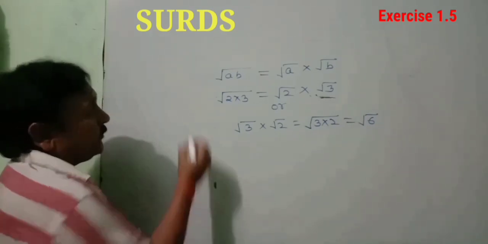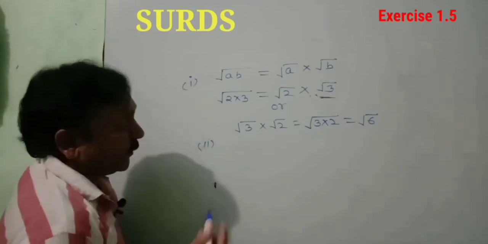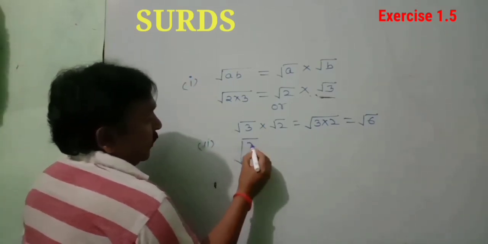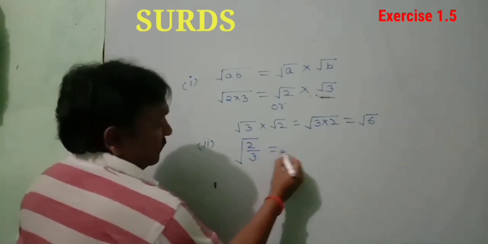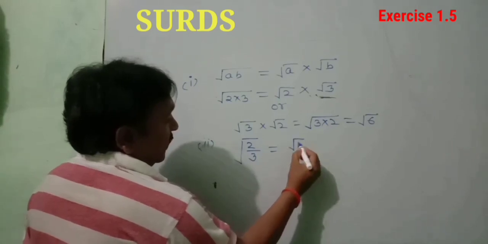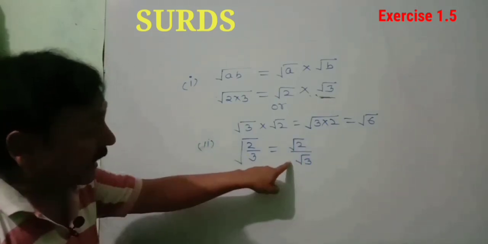See one more case. This was the first case. Let's see the second case. Suppose somewhere is written root 2 upon root 3. Okay, so can we write it separately? Yes, we can write it like root 2 upon root 3.